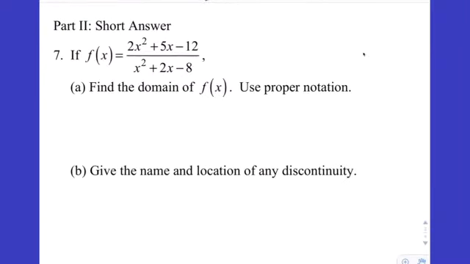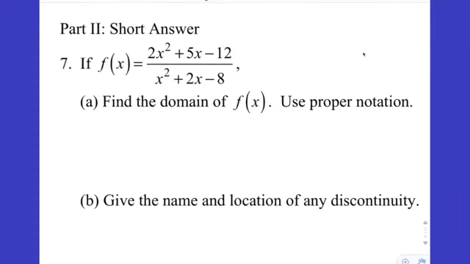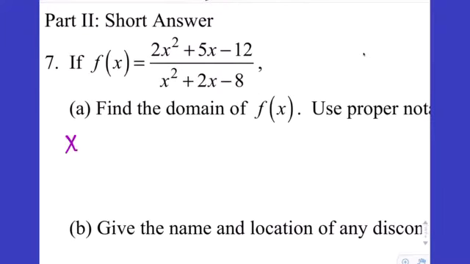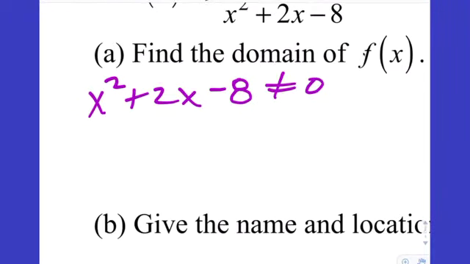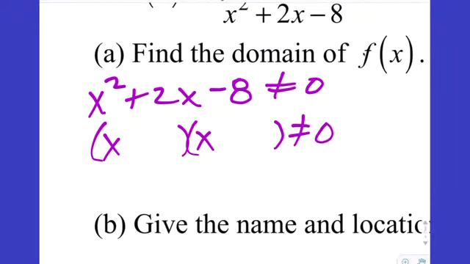All right, this is what your quiz was going to look like yesterday. Find the domain, use proper notation. There's no radicals, but we have a denominator, and we know the denominator can't be equal to 0. We then go towards factoring it, and it's going to factor into x plus or minus something. Once you set it not equal to 0, you need to keep it not equal to 0 as you work your way down. Factors of -8 that add up to +2, going to be +4 and -2.